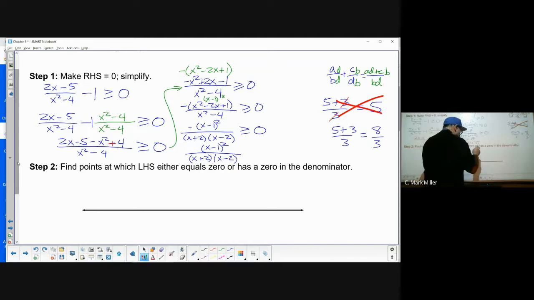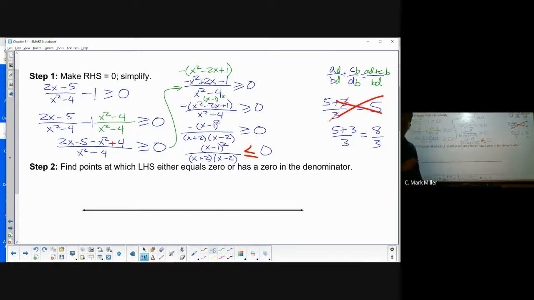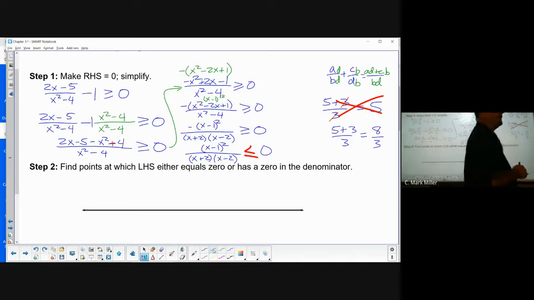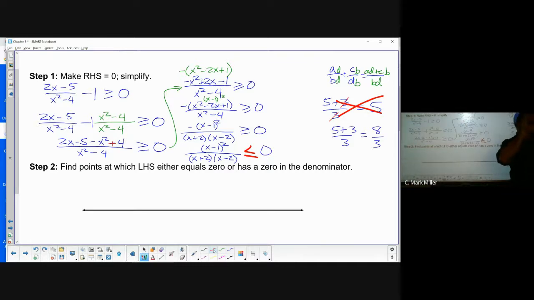And it's going to flip the direction of the inequality. We multiplied by minus 1. Every time you multiply by a negative number or divide by a negative number, the direction of the inequality flips.